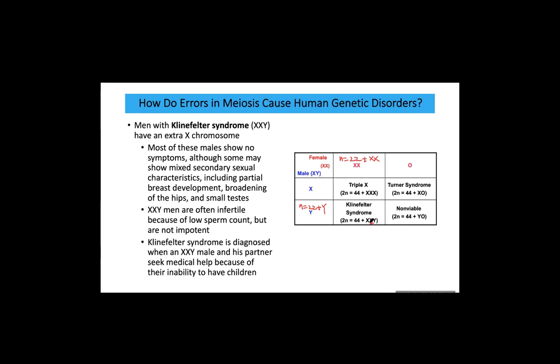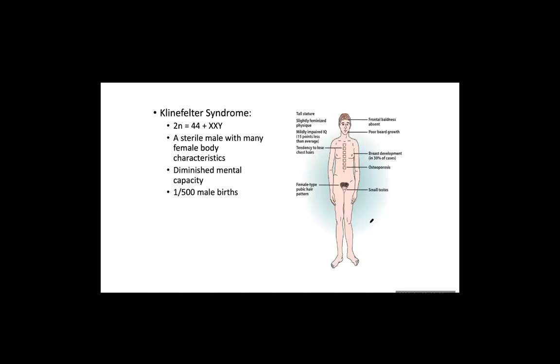Most of these males show no symptoms, although some may show mixed secondary sexual characteristics, such as breast development, broadening of the hips, and small testes. They are sterile and may have subnormal intelligence and female body characteristics such as enlarged breasts. So like this, you can see some breast development like a woman, and one extra X chromosome. The testes are abnormally small, and they are sterile. The probability is 1 out of 500 male births.